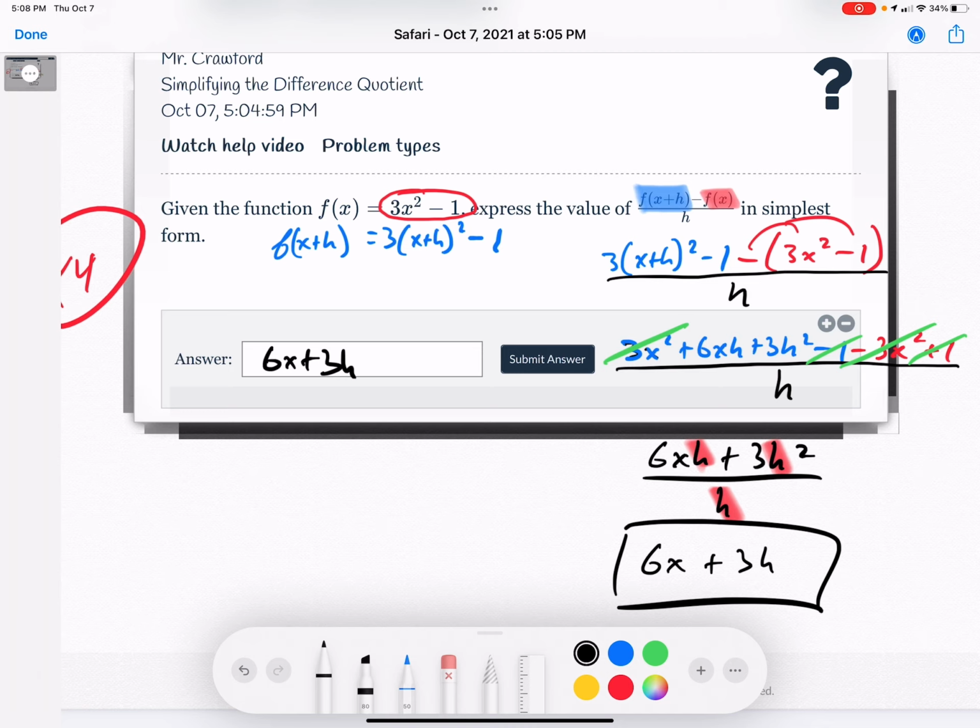Difference quotients. You can get it. You can do it. You got to get it. You can.